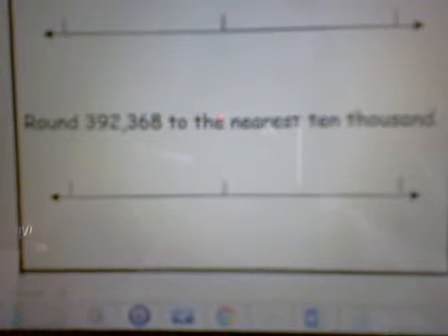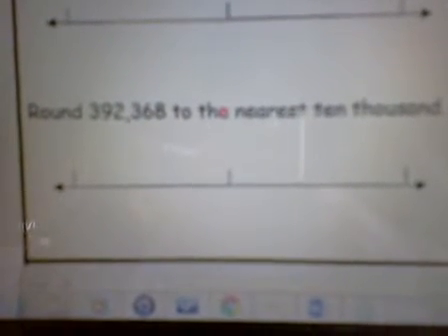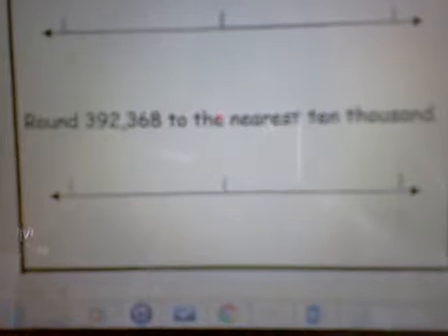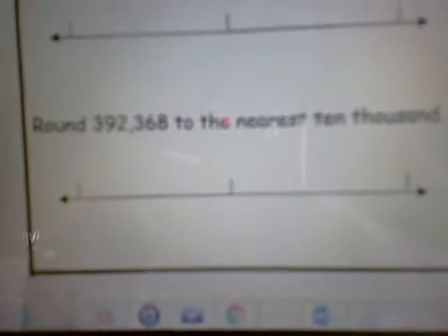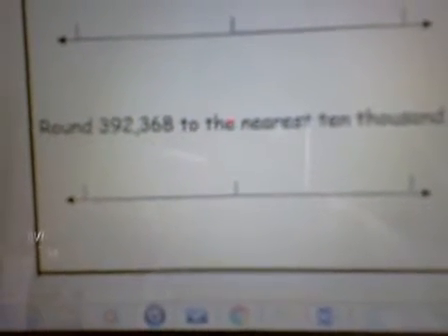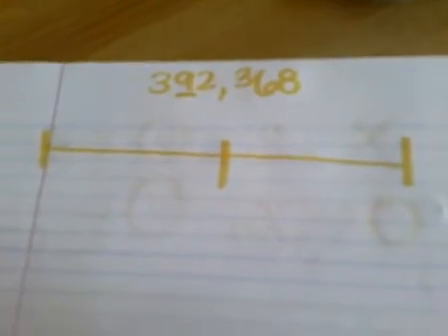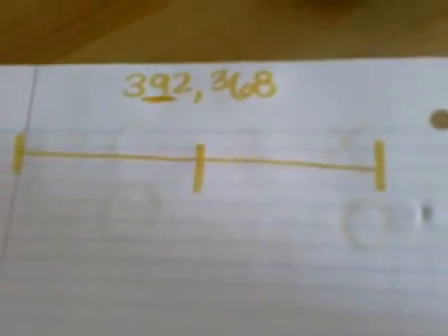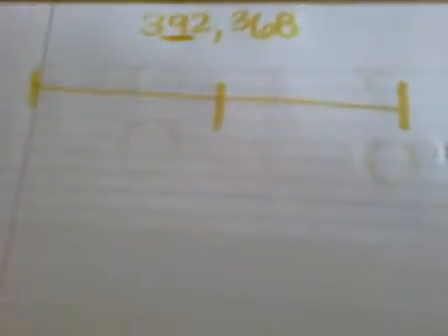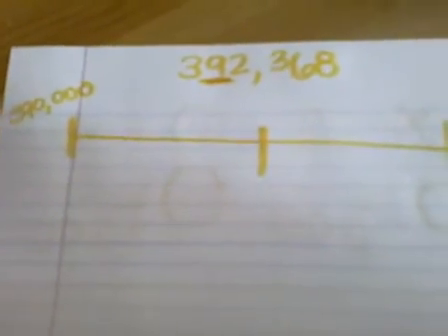The next part of this question says round 392,368 to the nearest 10,000. So it's the same number, it's just asking me to round to a different place value. So my number line is going to look different. So here's my work for this. I underline my 10,000ths place. The digit in the 10,000ths place is a 9. So when I'm labeling my sides of my number line, this is going to be 390,000 and I'm going to add 10,000 to it, which is going to be 400,000.